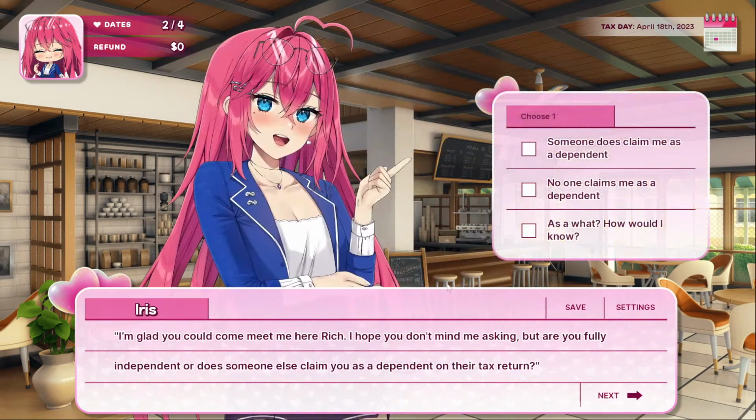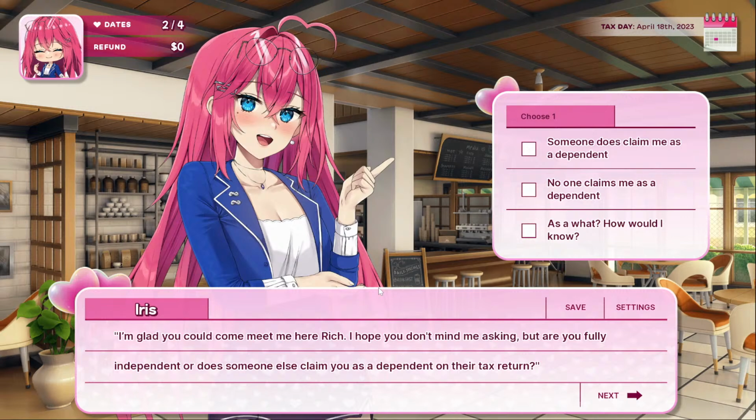It's my favorite drink. Glad you could come meet me here, Rich. I hope you don't mind me asking, but are you fully independent or does someone else claim you as a dependent on their tax return? Used to. I used to be claimed as a dependent, but now not anymore.